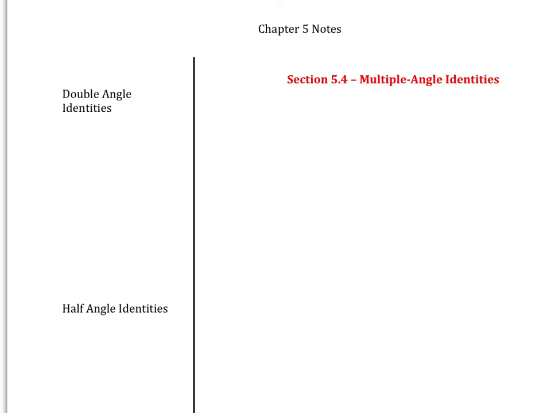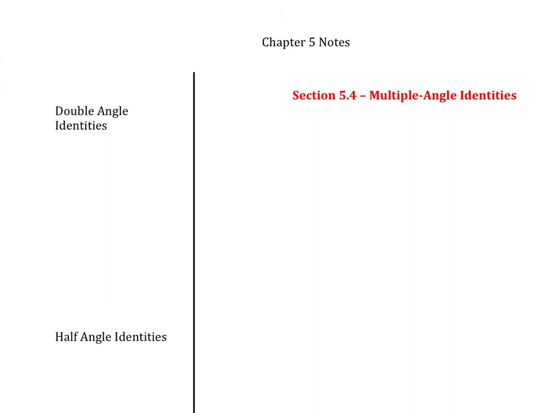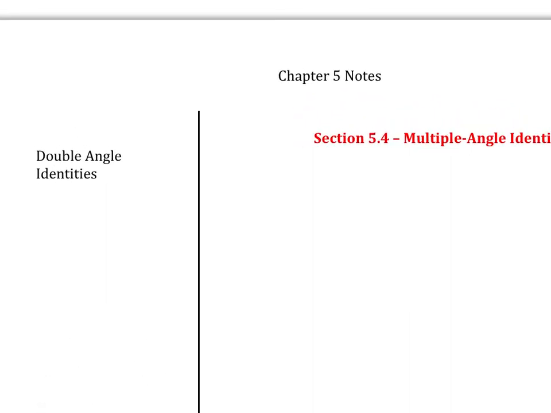Okay, in this section, we're going to talk about multiple angle identities, and there are two. One is the double angle identity, and the other is the half angle identity. So, what does double angle mean? Okay, so for double angle, let's start with one of them.